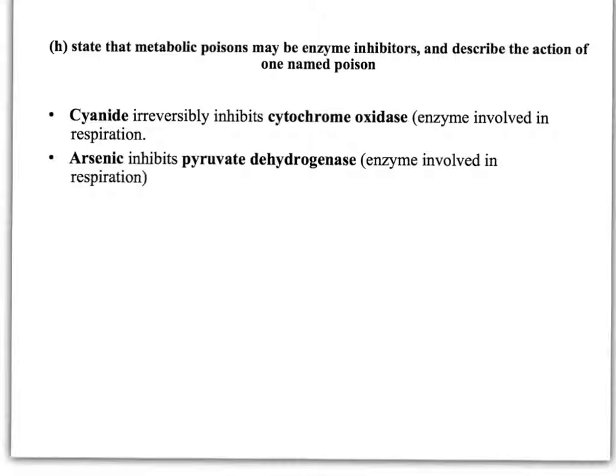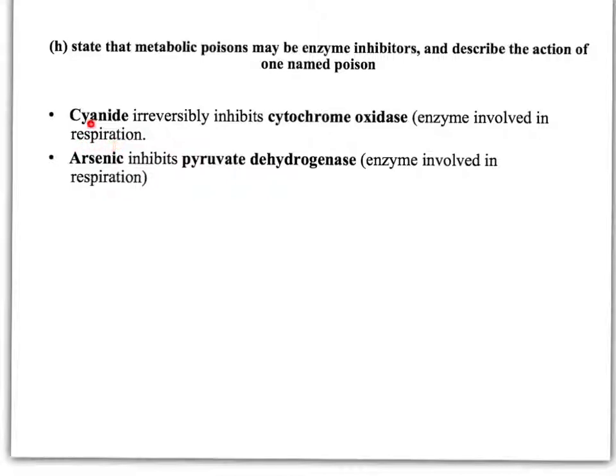It says state that metabolic poisons may be enzyme inhibitors and describe the action of one named poison. This is just something you've got to learn. I'll go for the first one here. Cyanide is an irreversible non-competitive inhibitor, which binds to the enzyme called cytochrome oxidase, which you've not come across before, but it's one of the key enzymes involved in respiration.